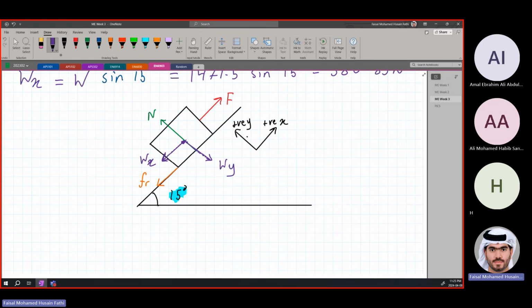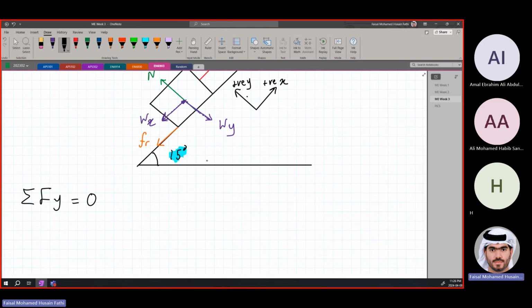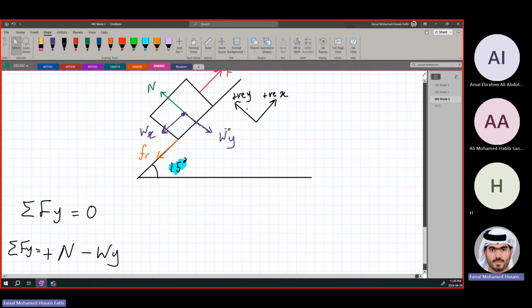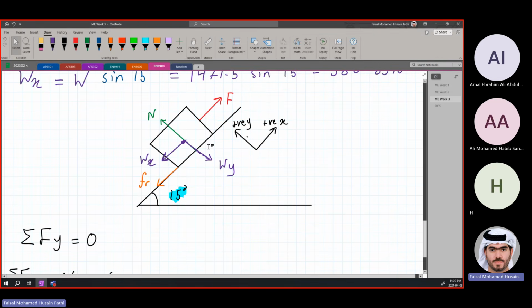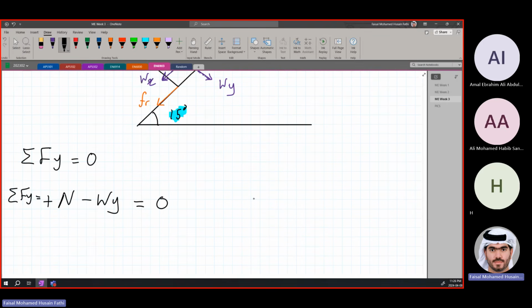Now we can apply our sigma Fx and sigma Fy equal to 0. Let's start with sigma Fy. On the y-axis, which is this direction over here, as you can see, this is our positive y, we have plus N minus Wy. So sigma Fy is equal to plus N minus Wy. Why? These are the forces acting in the y direction. We have N in the positive direction of y, and we have Wy in the negative direction of y. So this will all be equal to 0.